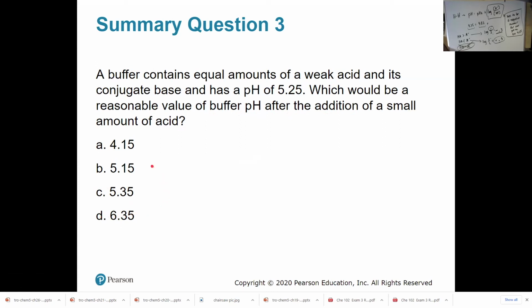I'm choosing here between choices B and A now. And I have to remember that this is a buffer solution and buffer solutions minimize pH changes. So if I'm adding a small amount of acid, I should only see a very small decrease in my pH. So we can reasonably assume then that the new pH would be around 5.15.